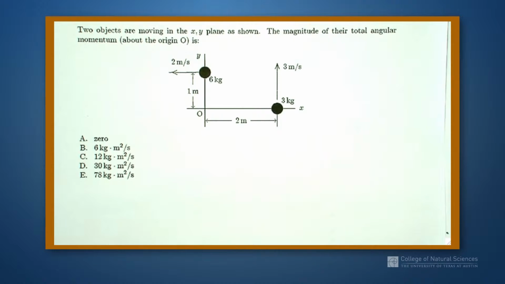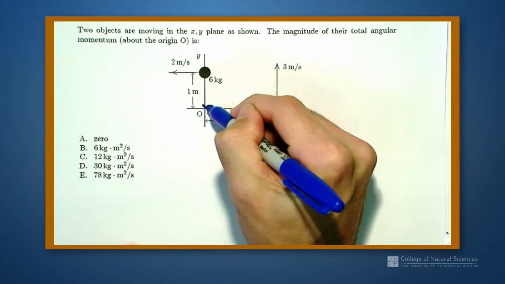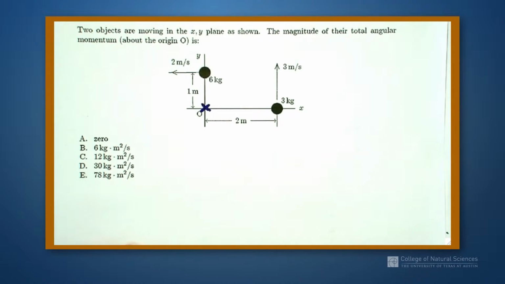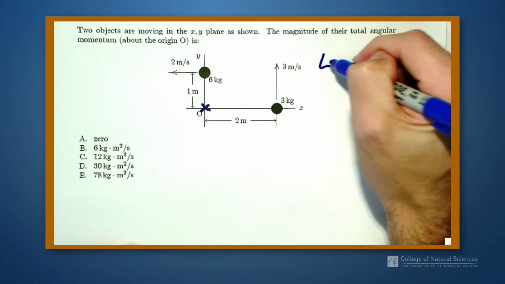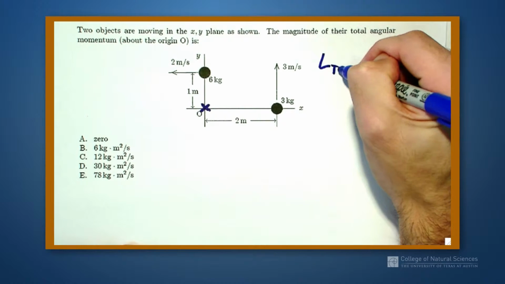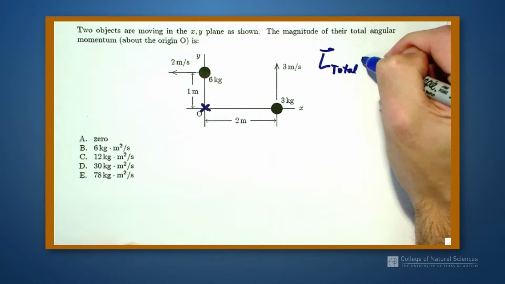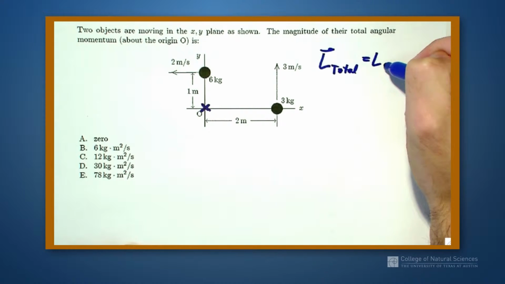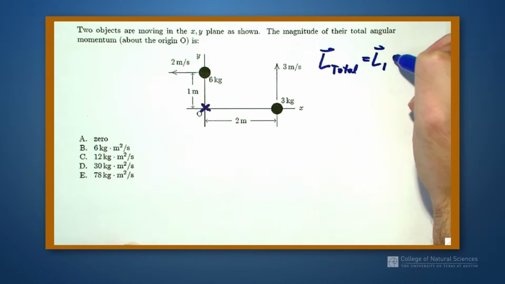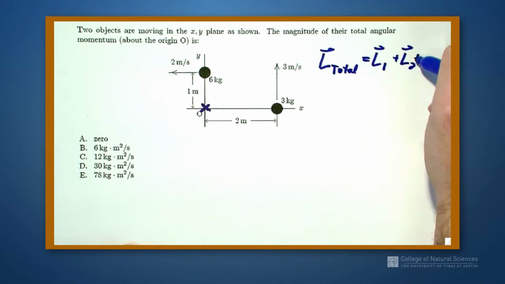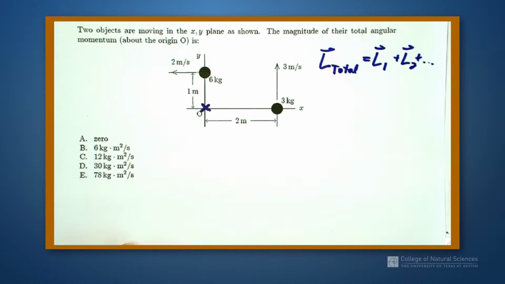So this question has two different masses in an xy plane, and we want to figure out what the total angular momentum is about the origin. And the origin is a nice little spot right over here. So I need to calculate my total angular momentum, which is just the angular momentum of 1 plus the angular momentum of 2 for all my masses.